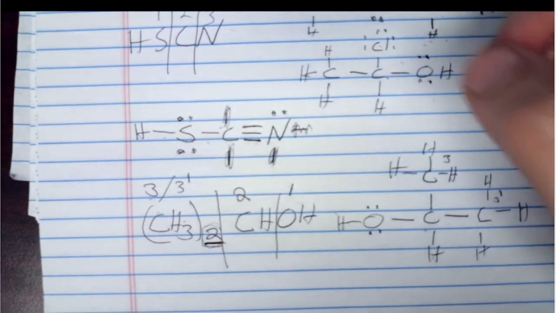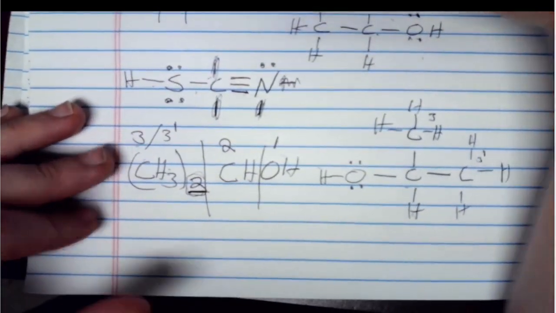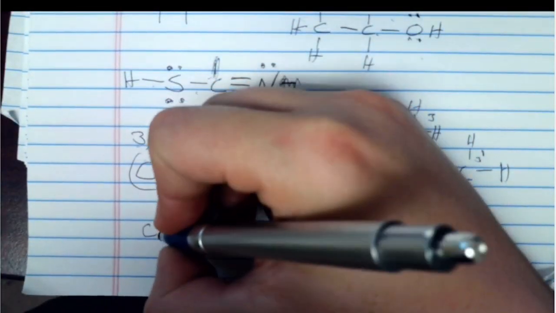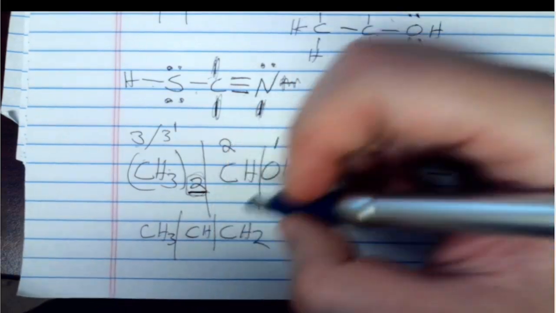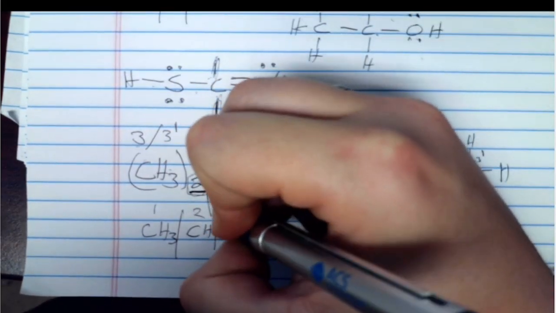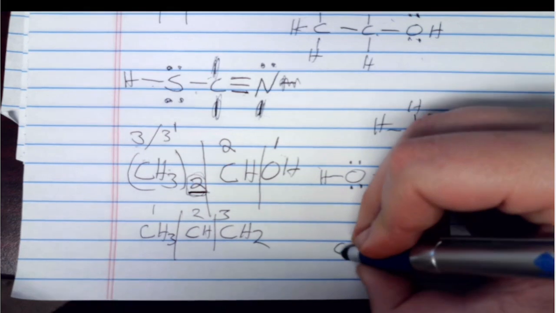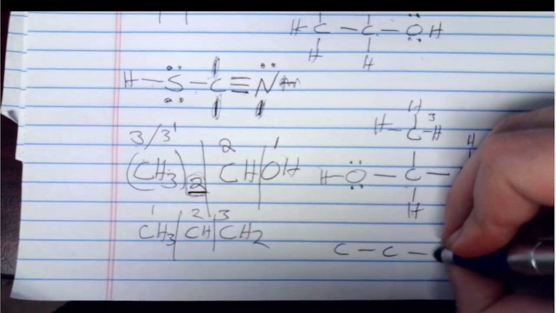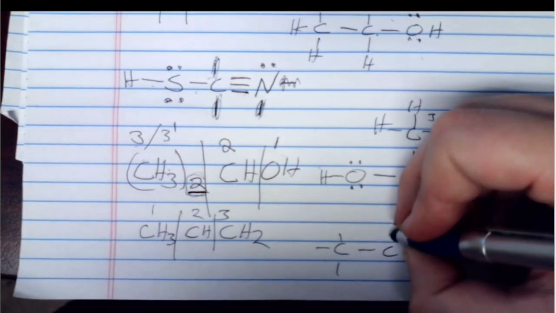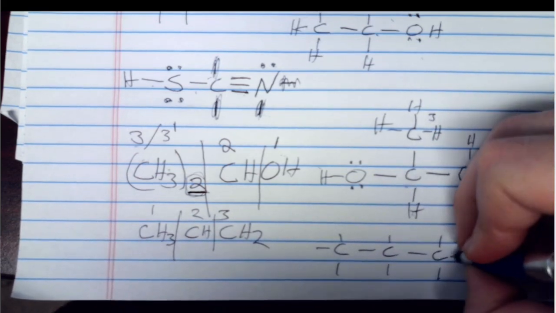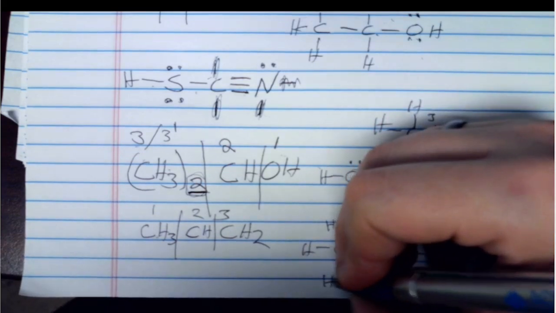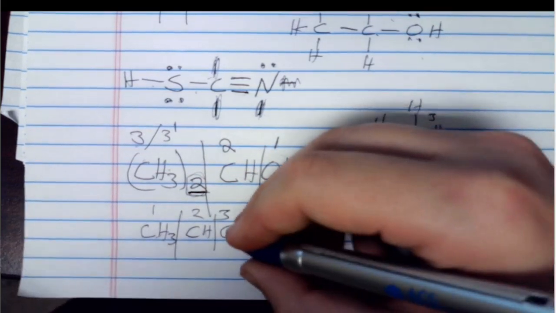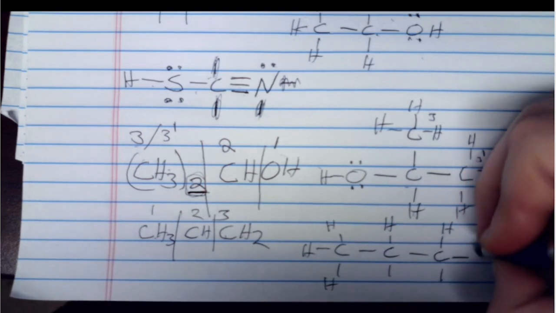Let's do one more, something else challenging. CH2. Another example of this. So something should be somewhat simple. 1, 2, 3. Let's see if we can figure this out. Carbon, carbon, carbon. Each carbon wants to make 4 bonds. Okay. 3. Put that in. 1, 2, 3. 1, 2, 1, 2.